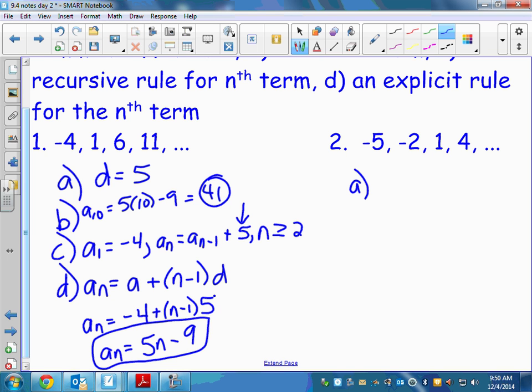Actually, I'll do part 1. What is d on this one? 3. Positive 3. So you do the rest. Ready, go.